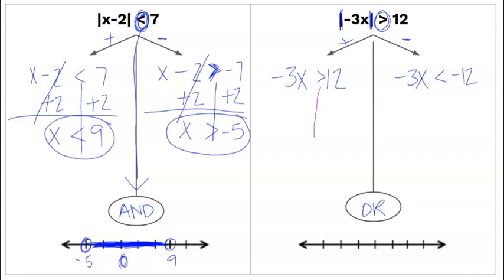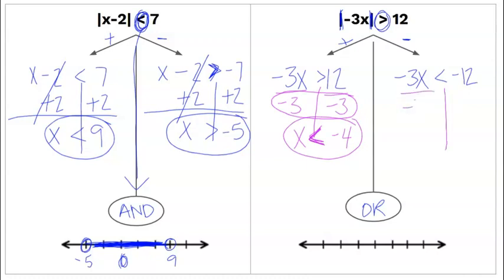Now I'm going to solve both of these equations. -3x is multiplication, so I'm going to undo that by dividing by -3. Divide by -3. And we get x is less than, I do have to flip that inequality because I divided by a negative. 12 divided by -3 is -4. So x is less than -4, or when we solve this other side, we'll get our other piece.